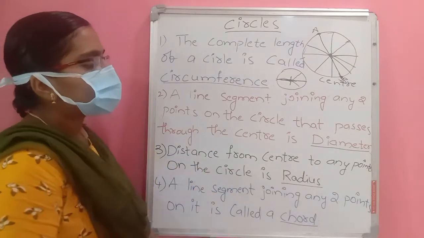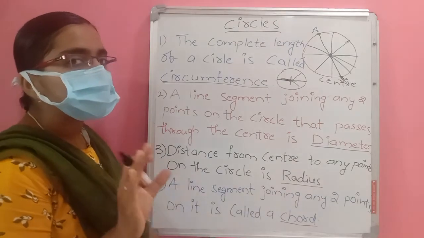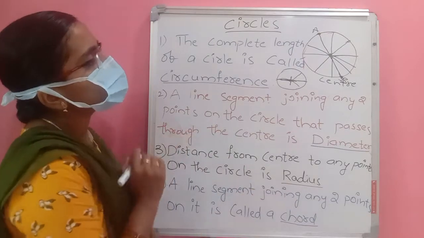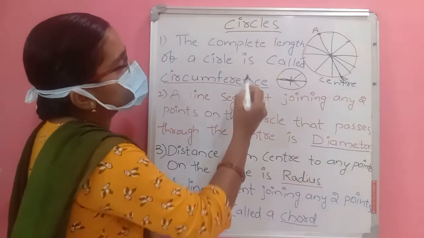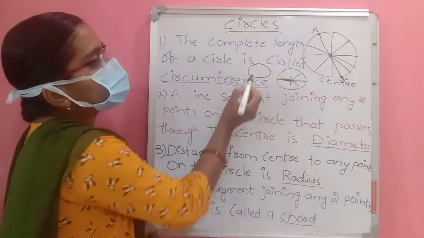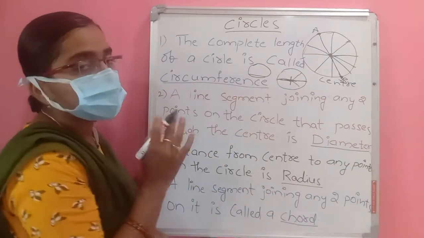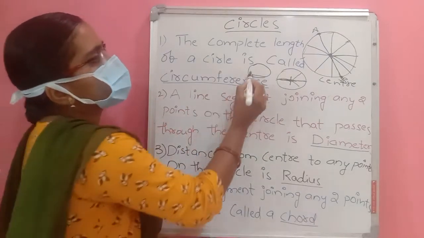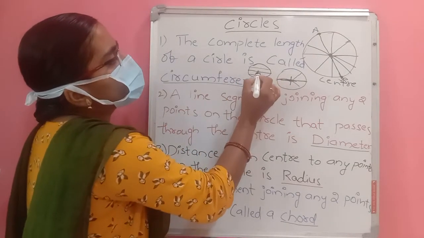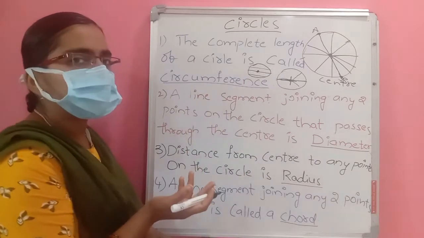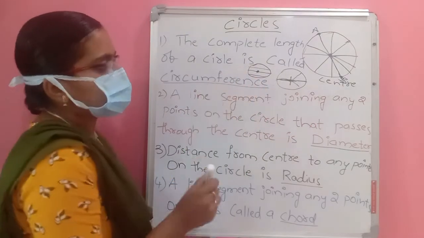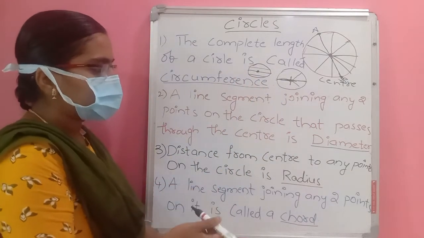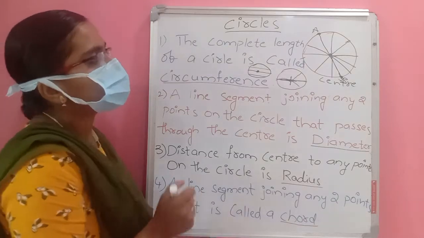Next, a line segment joining any two points on the circle is called a chord. So take any two points on the circle, no need to go through the center. The diameter is also a chord which is passing through the center. So a line joining any two points on the circle is called a chord.